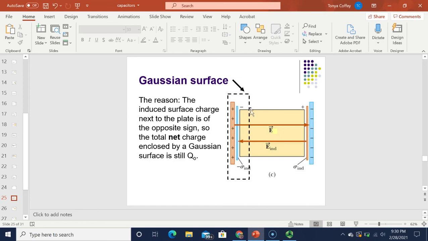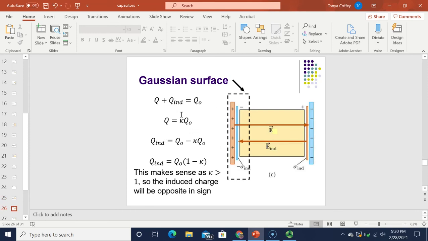So if we drew a little Gaussian surface that enclosed both our capacitor plate and the surface of our dielectric, then the net charge enclosed by that Gaussian surface is still Q naught. Even though the charge on the plate increased, the induced surface charge compensates for that, and I still have Q naught total enclosed by that Gaussian surface, even though Q goes up. Since Q naught total is the same, the electric field in between the plates can be the same.